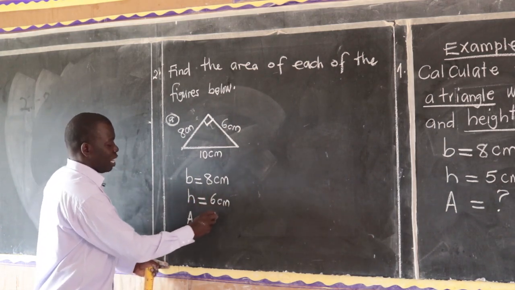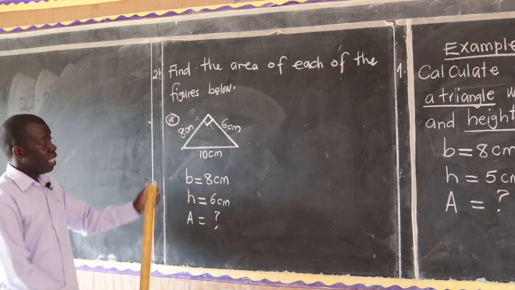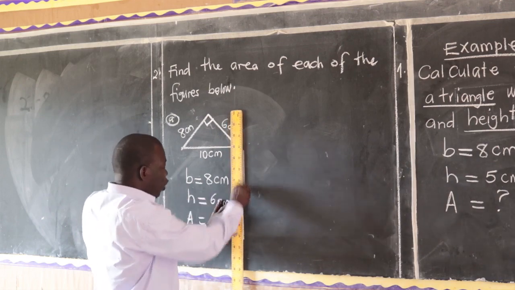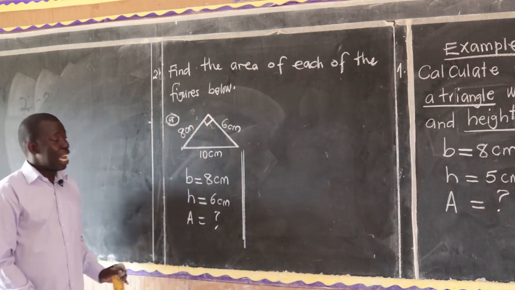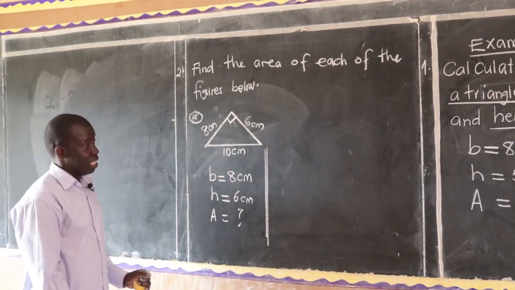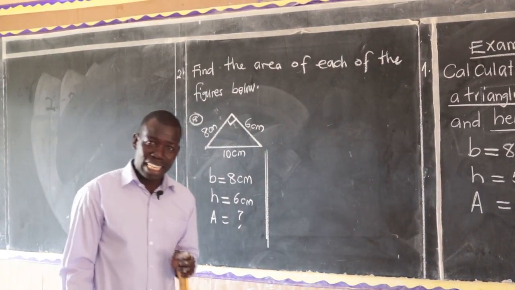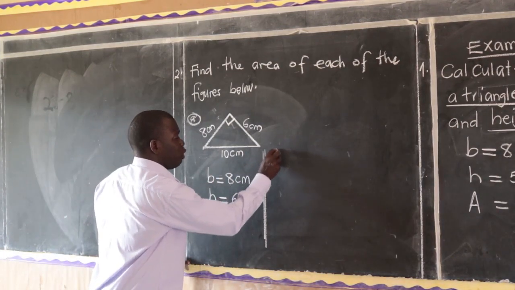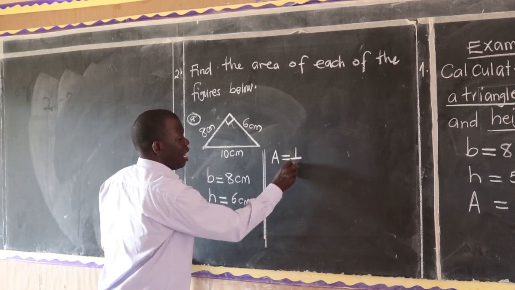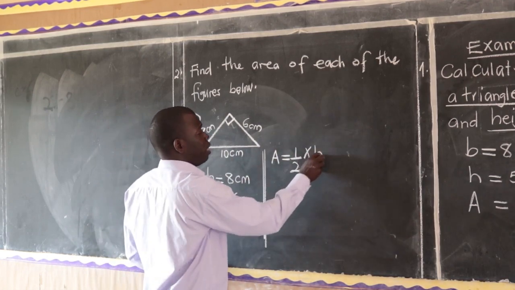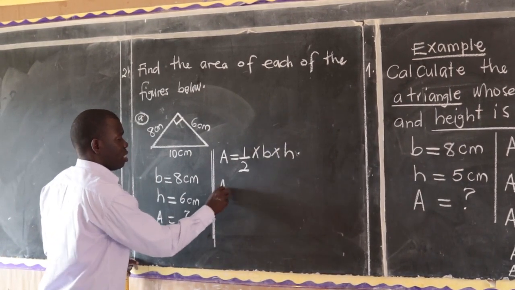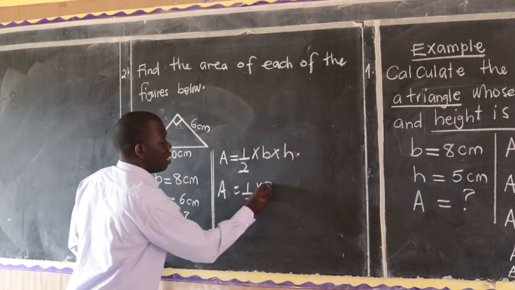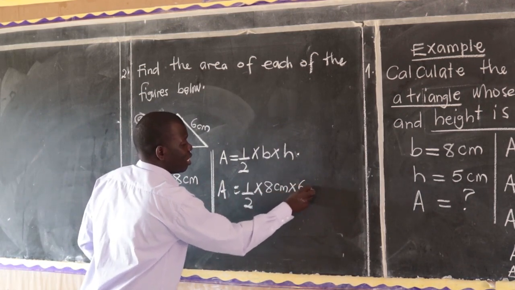And the question is asking us to find the area. Good. After that, don't state the formula when you have not identified the base and the height. The base and the height of a triangle meet at a right angle. Good. So there we are. We now state the formula after identifying the base and the height as a half times base times height. Good. A half times the base. The base is, like we said, 8 centimeters. The height is 6 centimeters.